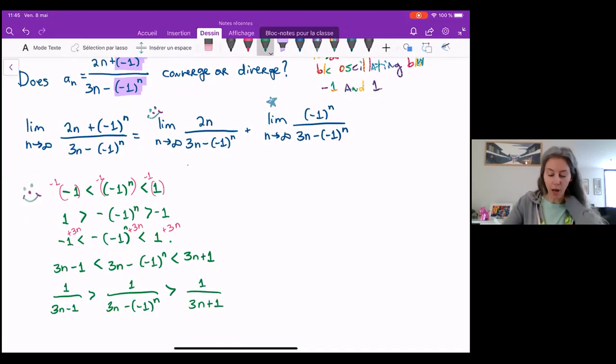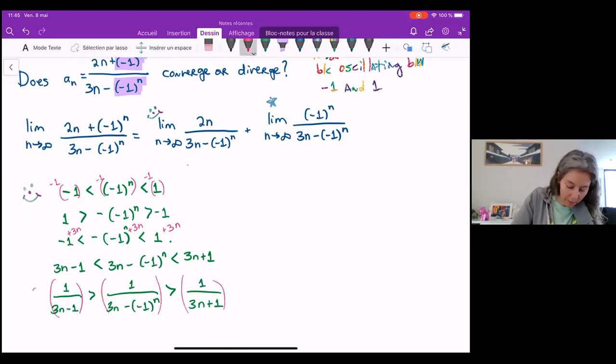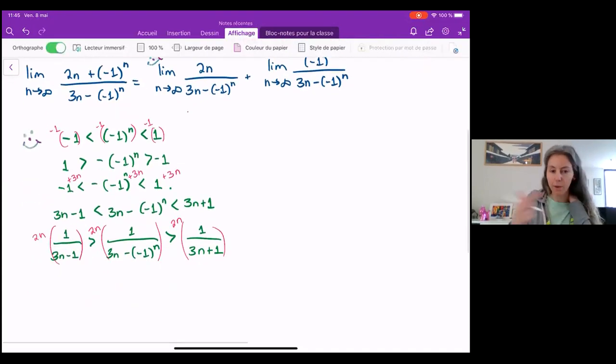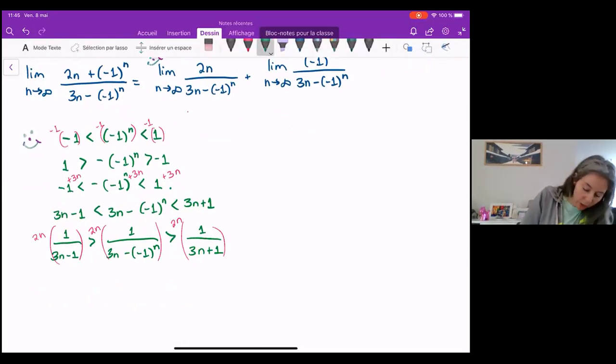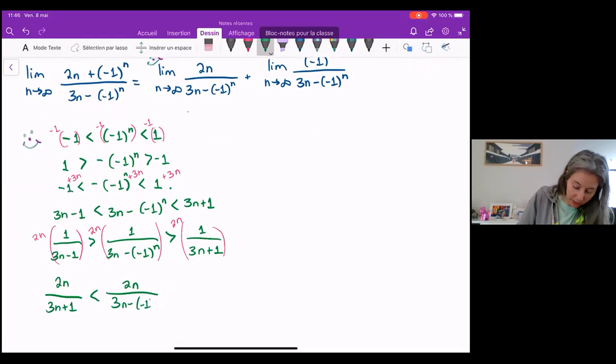Now I have a 2n on top, so I'm going to multiply each of these things by 2n. At the same time, I'm going to flip it around so that we have the smallest at the very left. So I'll have 2n over (3n + 1) is less than 2n over (3n - (-1)^n) is less than 2n over (3n - 1).